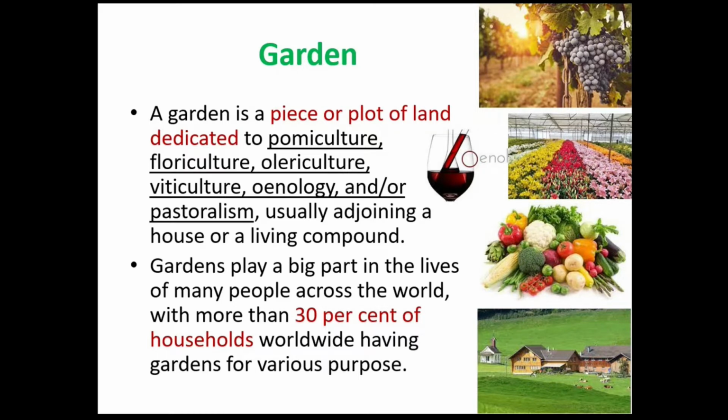And olericulture is the cultivation of vegetables, viticulture is the cultivation of grapes, enology is the study of wine, and pastoralism. Pastoralism is also one of the important aspects in gardening. Of course, they don't have many flowering plants, but they grow.